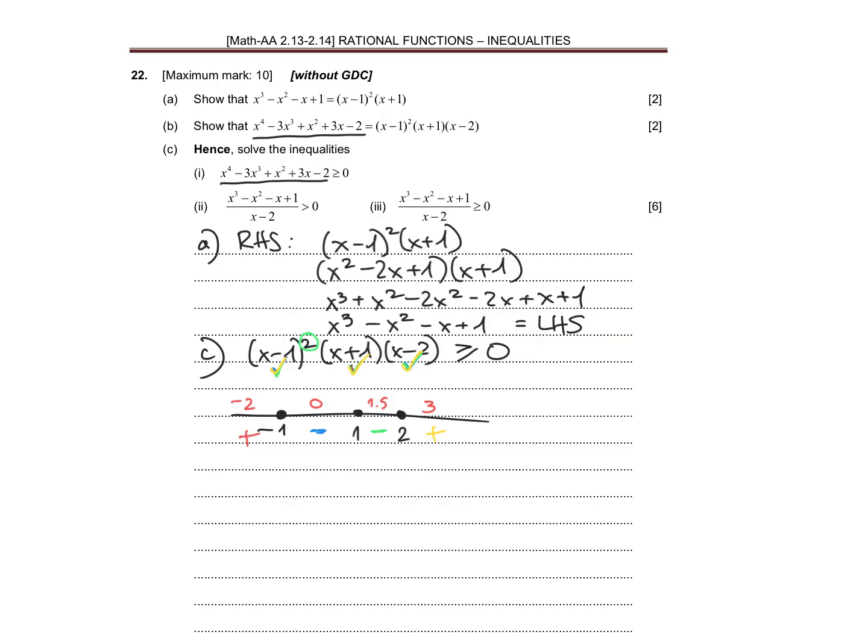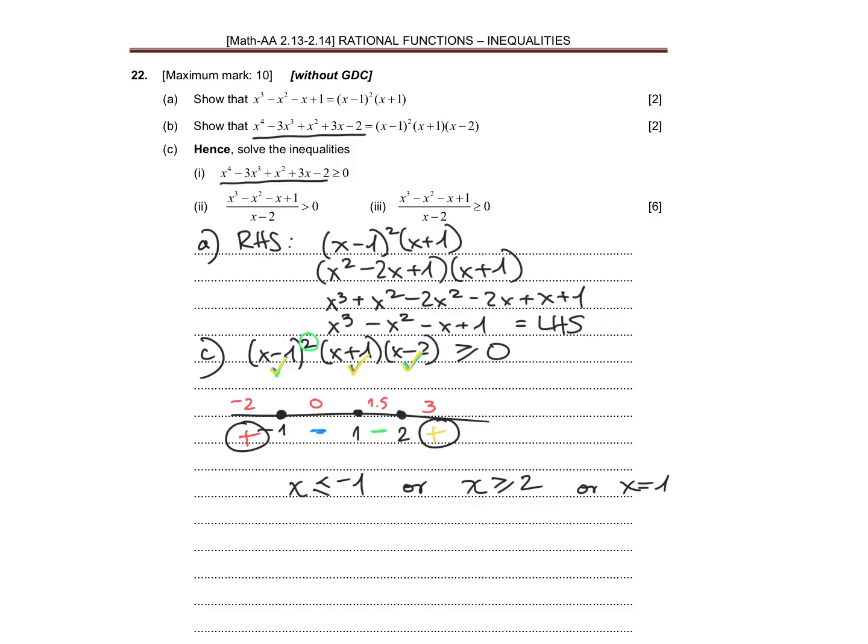So when is this greater than 0? Well, it is greater than 0 here and here. So either before or equal to negative 1 or greater than or equal to 2.